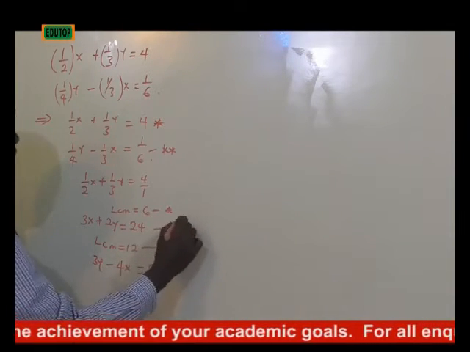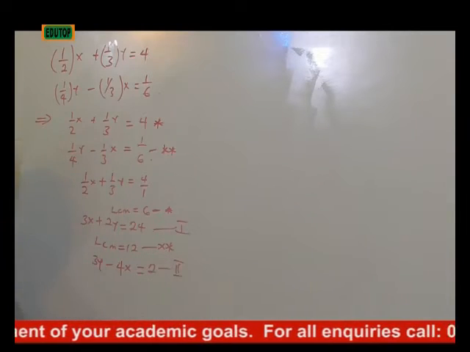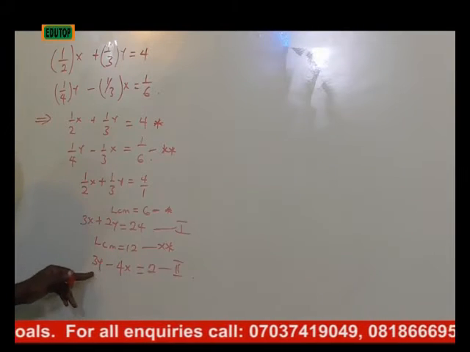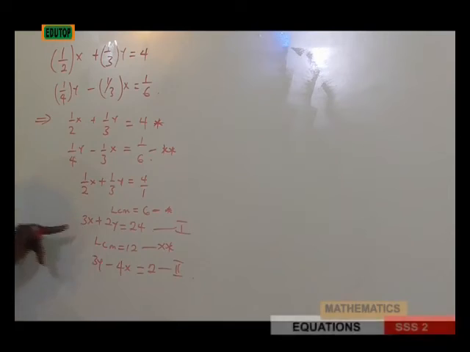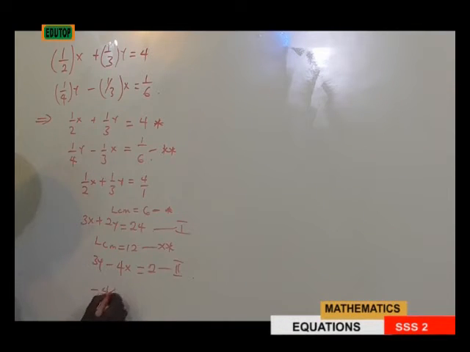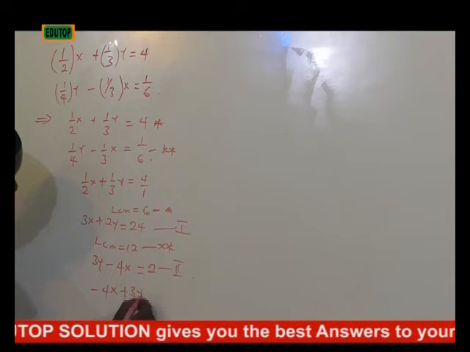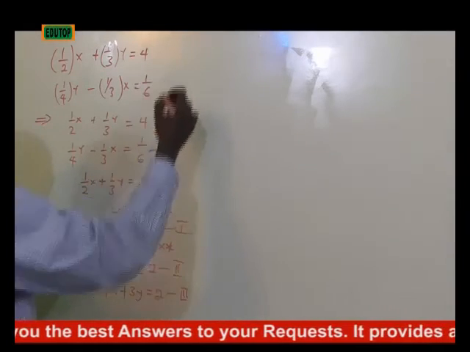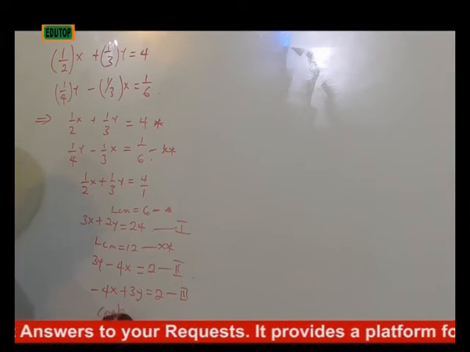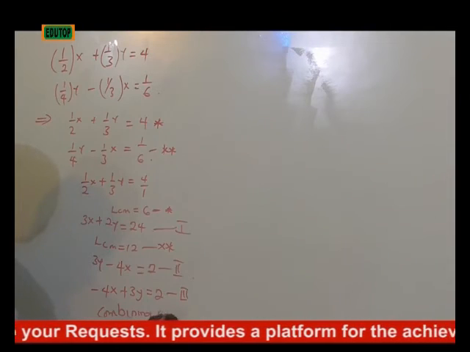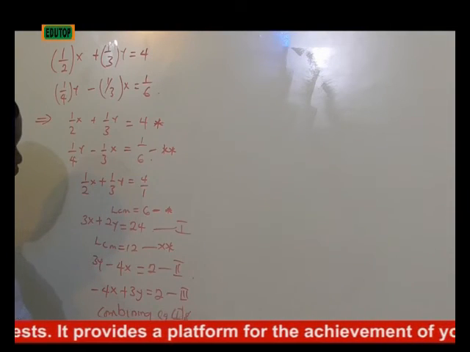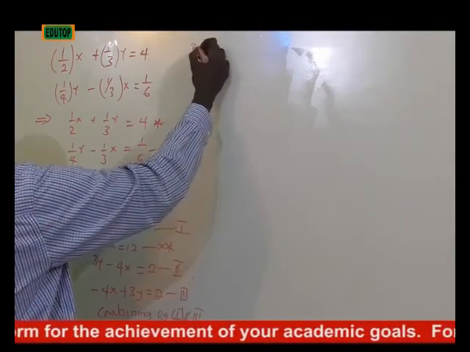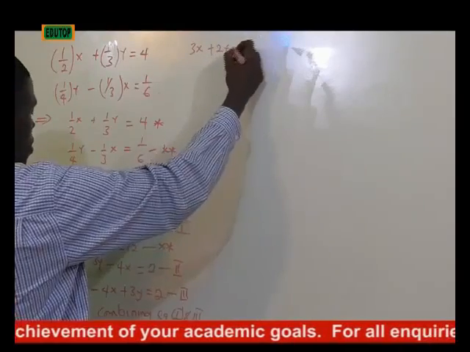So let's say this is equation 1, and let's say this is equation 2. If you look at this, x begins, y follows, but here y begins, so I want to normalize this to look like this. So by doing so, I have minus 4x plus 3y equals 2. Let's call this equation 3. So combining equation 1 and equation 3, I have 3x plus 2y equals 24.